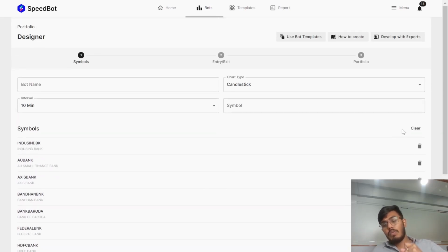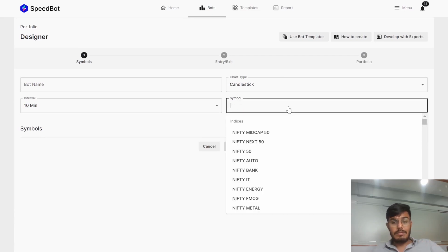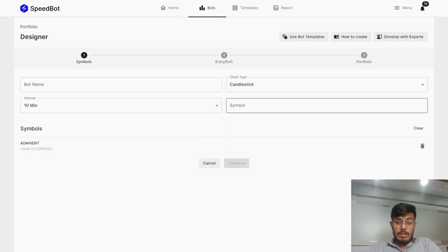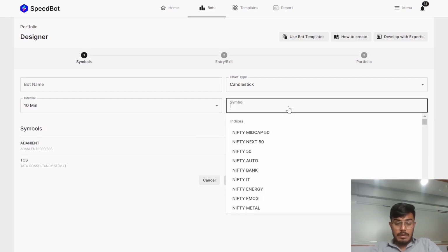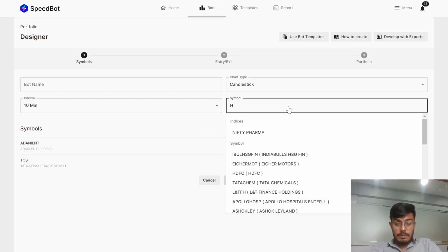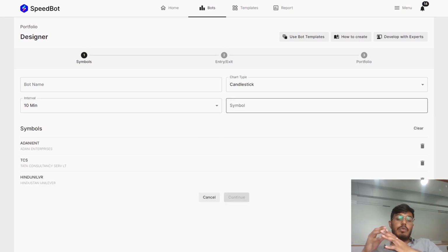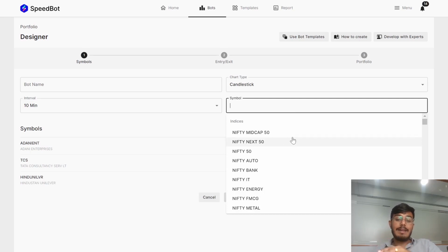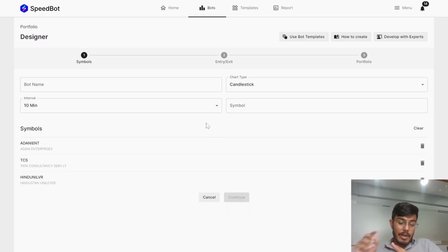Let us say you want a custom basket for yourself, for example Adani, then TCS, and then Hindustan Unilever. That's how you'll be able to create your custom basket as well, apart from the ready-made baskets of indices that we have. It basically reduces your time and effort in selecting the stocks for the algos. Once you do that, all the conditions that you mention while creating the algo will be checked on this particular basket that you have initially defined. I hope that makes it clear to you, Amit.